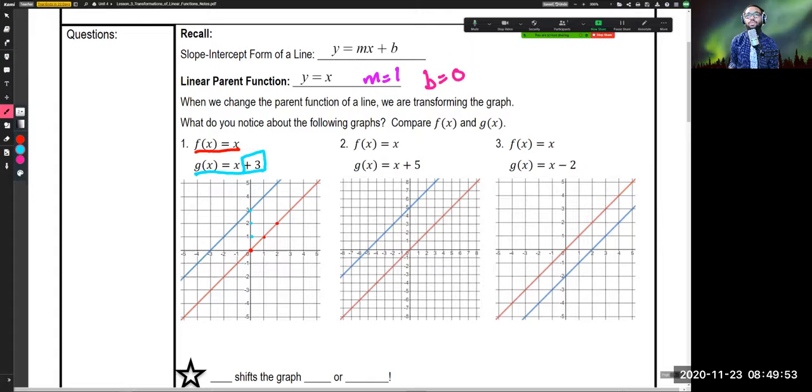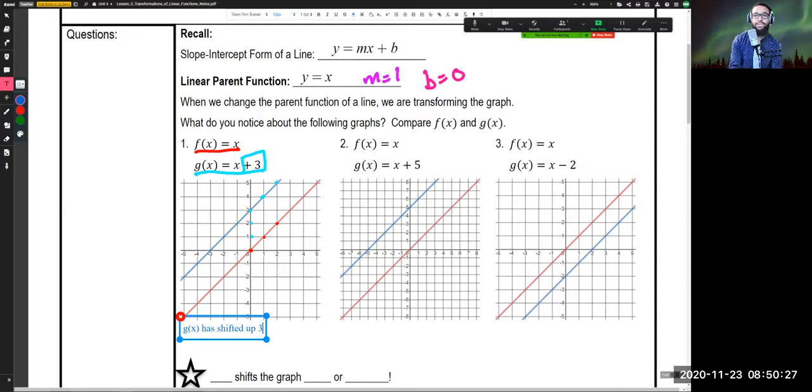We still have this slope of 1. So we rise 1, run 1. That slope is the same, but we have shifted 3 units up. And so that's the difference with this graph. I'll just type it out. So for this one, what we notice is that g of x has shifted up 3 units.